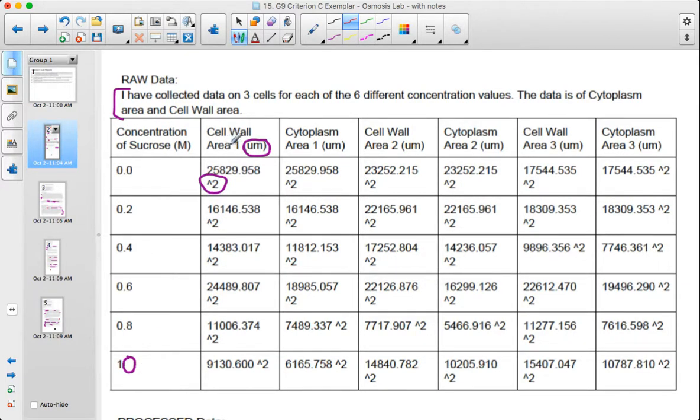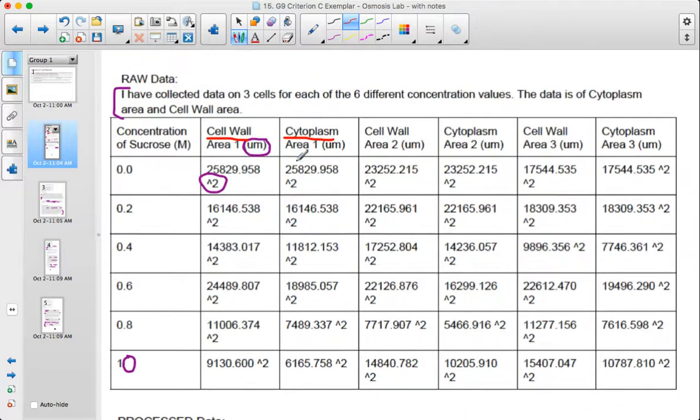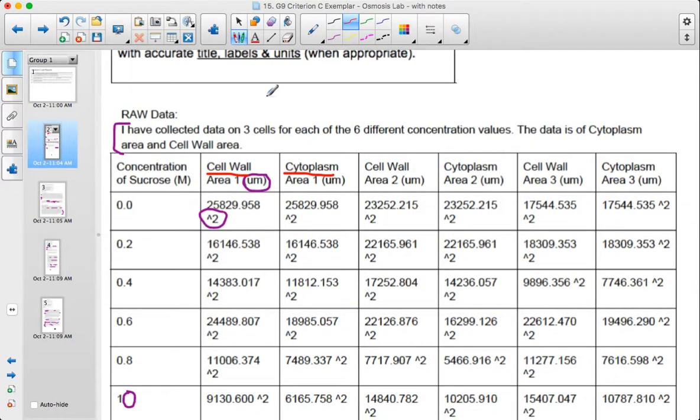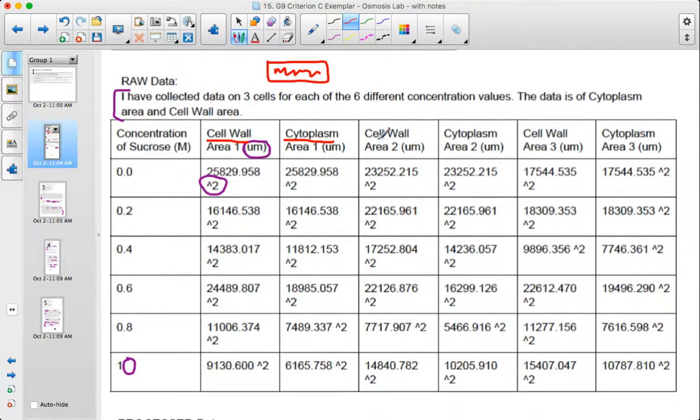Cell wall areas 1, 2, 3, and oh yeah, so here now I see what's happening. Cell wall area versus cytoplasm area. So that was both important measurements. The cell wall being the outside of the cell, and the cytoplasm being inside the cell. And so what the student's going to look at is the difference between the outer cell wall and the inner cytoplasm on the inside. So the student measured the area of both of those things.